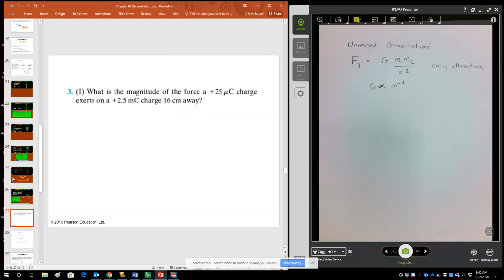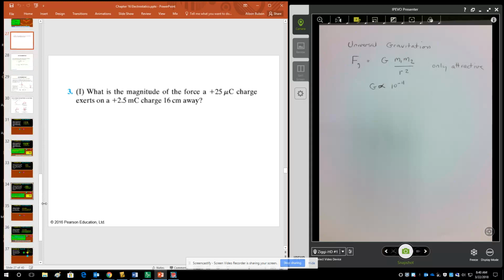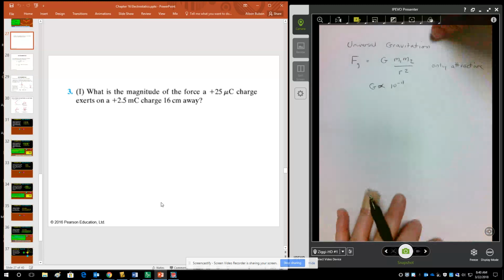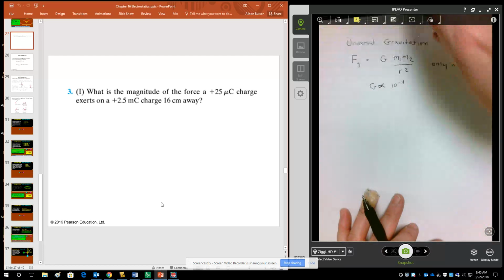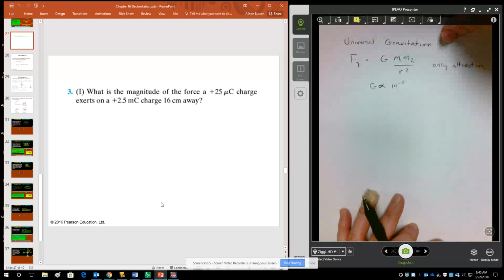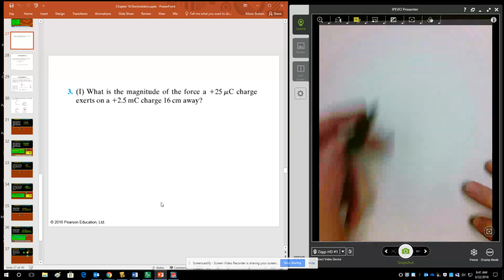Now let's try a computational version of the same thing. So what's the magnitude of the force a plus 25 microcoulomb charge exerts on a plus 2.5 millicoulomb charge at 16 centimeters away?